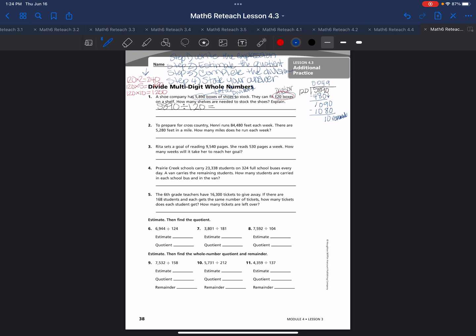So let's read the problem now. We've completed our division. That's step 3. Step 4 says state your answer. So I know that it was 49 remainder 10. But I need to go ahead and read the problem one more time to make sure I'm answering it. How many shelves are needed to stock the shoes?